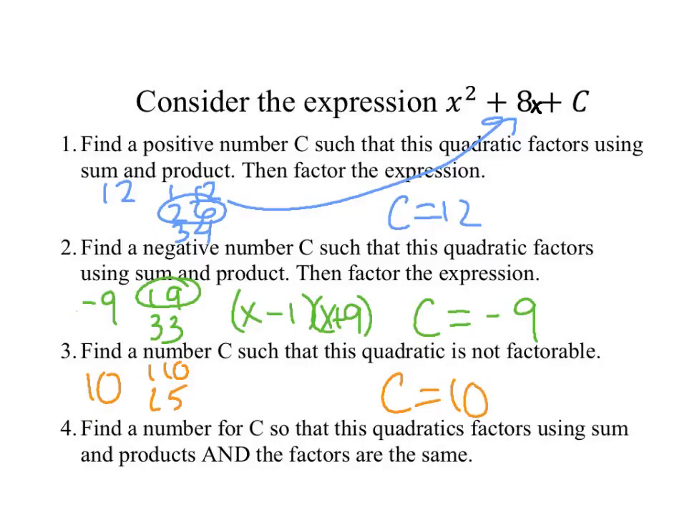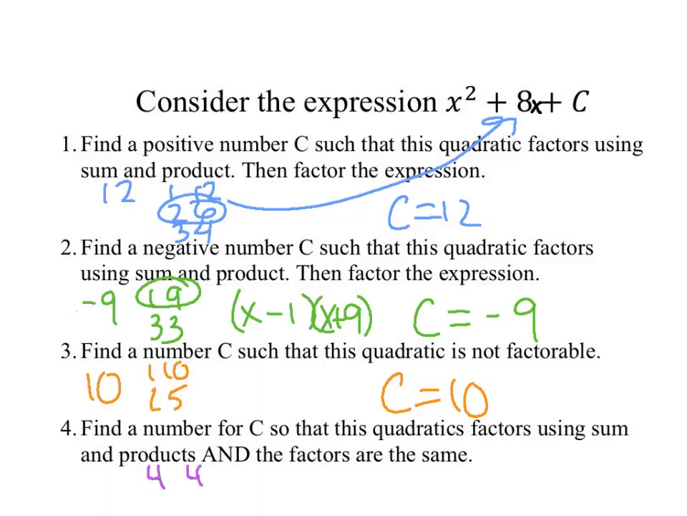Question 4. Find a number for c so that this quadratic factors using sum and products, and the factors are the same. When we talk about the factors being the same, it means that we could use 1 and 1, or 2 and 2, or 3 and 3, and so on. Well, what numbers that are the same combine to get 8? Well, that's going to be 4 and 4.